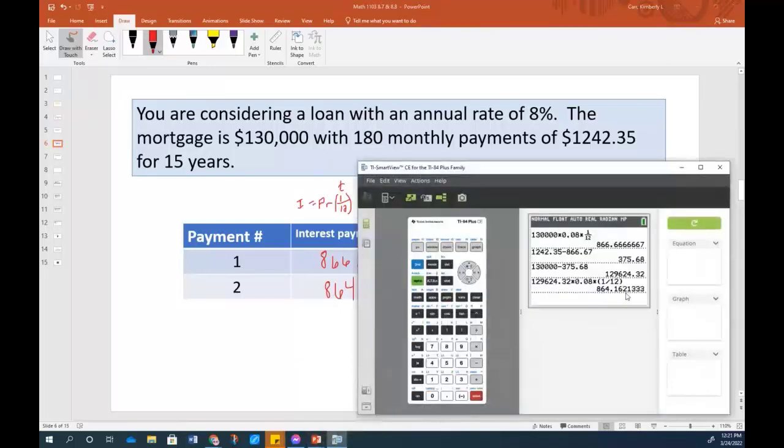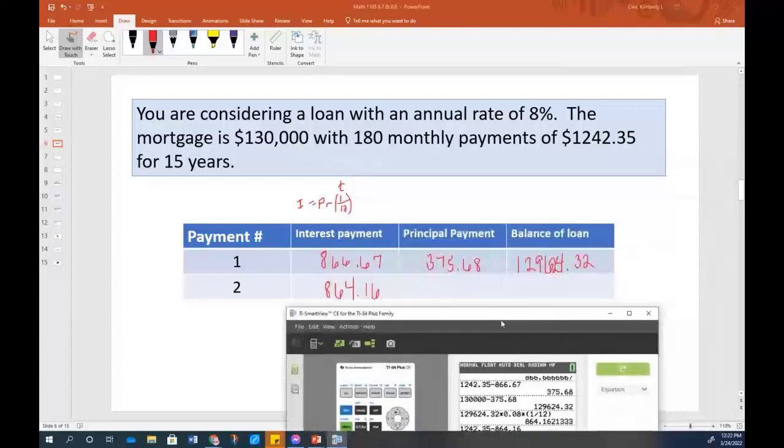If I'm paying $864.16 for interest, then I need to take my payment, $1242.35, and subtract that $864.16, and my payment minus my interest part of it will tell me how much is going to principal. So $378.19.